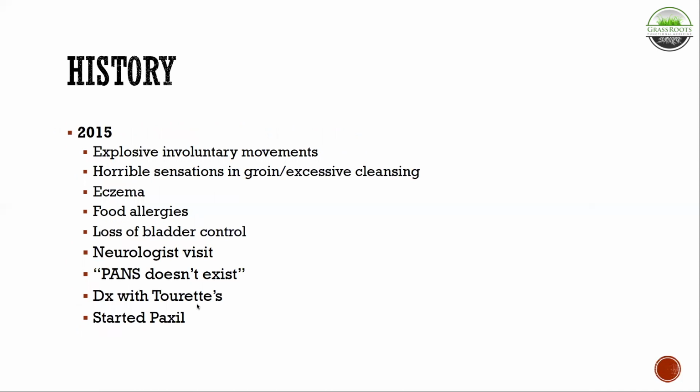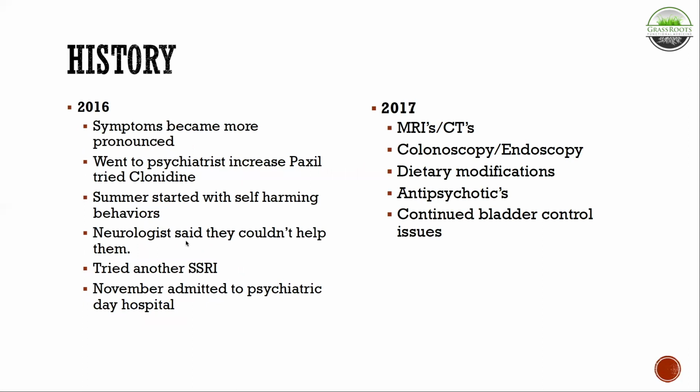They took him to a neurologist because his parents were absolutely phenomenal. And like most parents of the kids I see, they knew something was wrong and they weren't willing to accept that this was just how their child was going to be. So they took him to their PCP, they took him to their neurologist, and the parents looked into PANS and PANDAS. They did their own research and asked the neurologist about PANS, and the neurologist just told them that PANS doesn't exist. They diagnosed him with Tourette's and started him on an antidepressant, which didn't have much of an effect at all. 2016, symptoms became more pronounced.